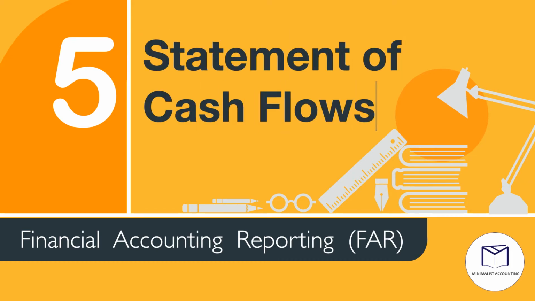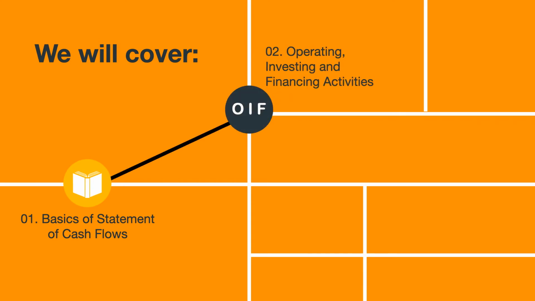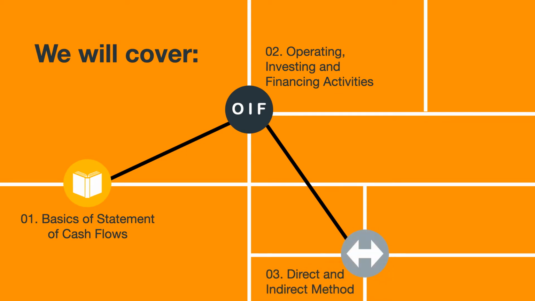Today's video is on the statement of cash flows. We will begin by looking at the important basics, followed by the three categories of the cash flow statement, which are operating, investing, and financing activities. We will then look at the direct and indirect method, either of which can be used to present this information, and finally, we will wrap it up with an example.